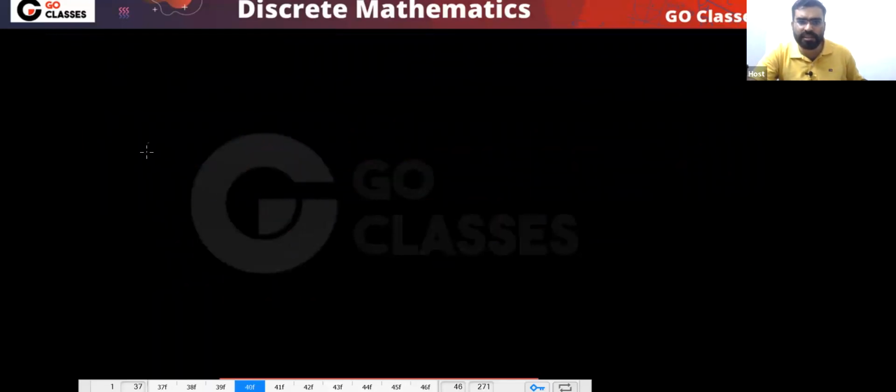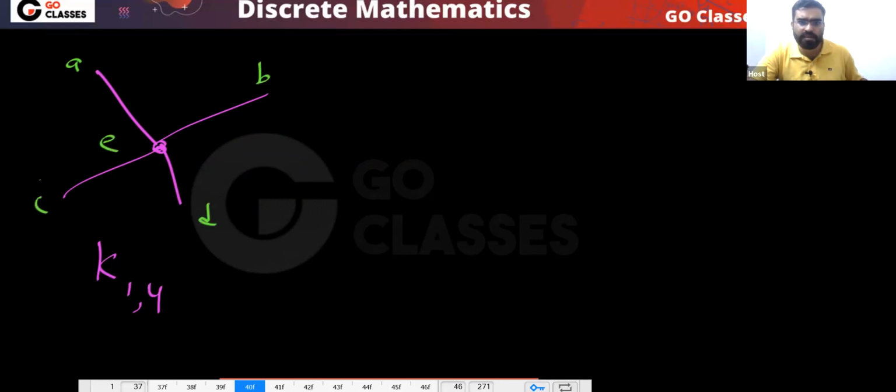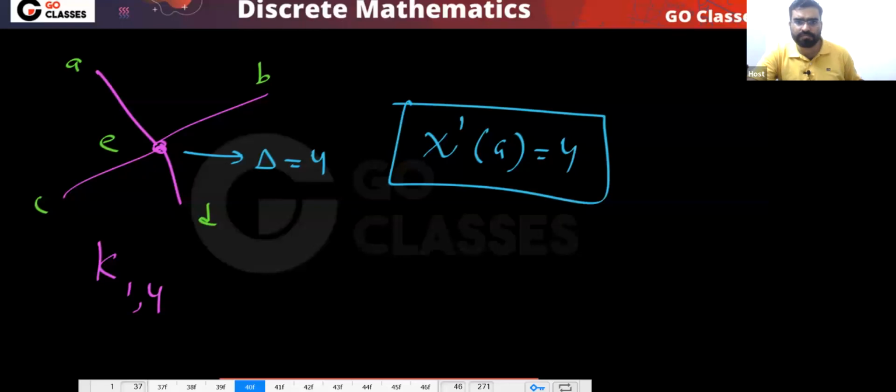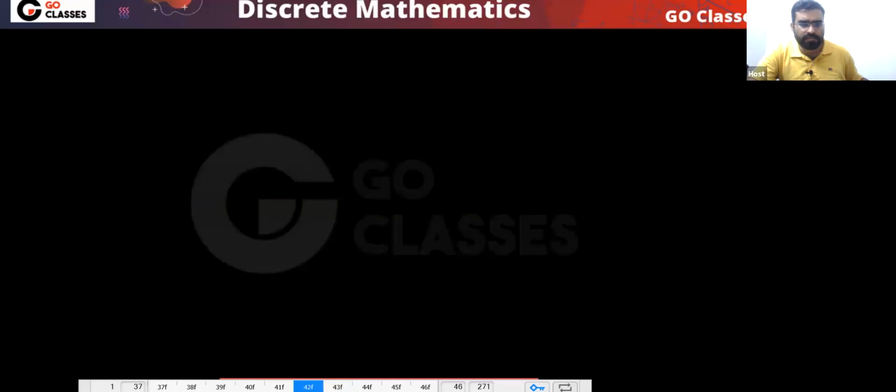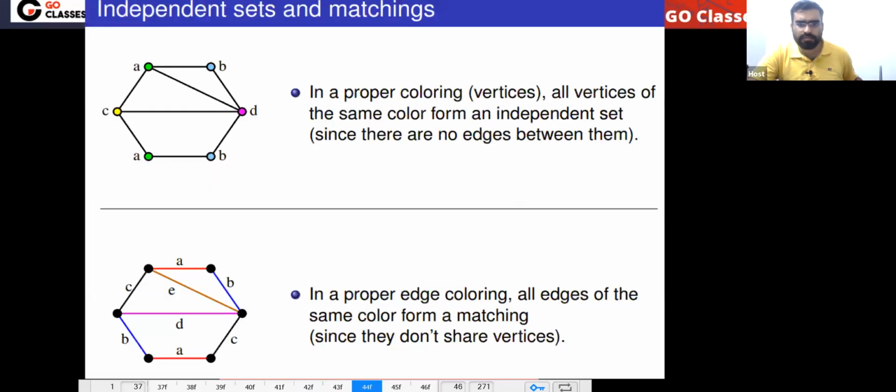The same thing you can see in the star graph, like this star graph K1,4 with vertices A, B, C, D, E. In this graph the maximum degree is 4. Every other vertex has degree 1, but this vertex has degree 4. Because this vertex has degree 4, for this graph the edge chromatic number will be 4. So that is the idea.